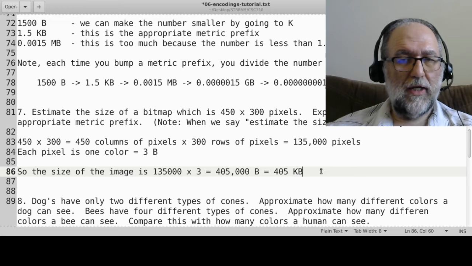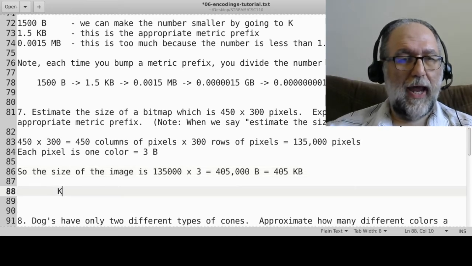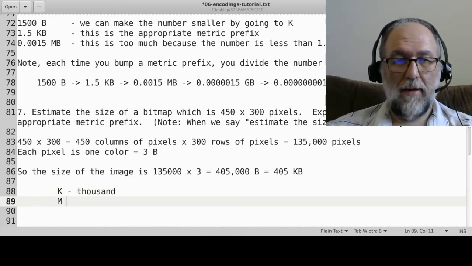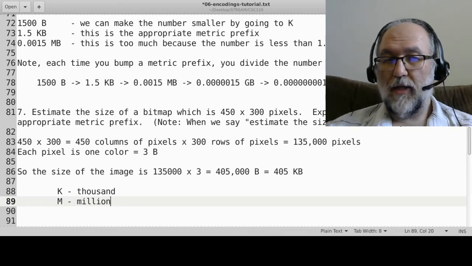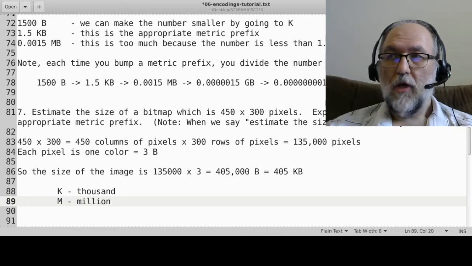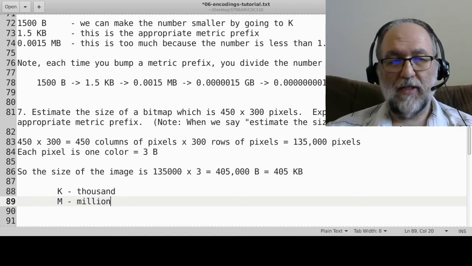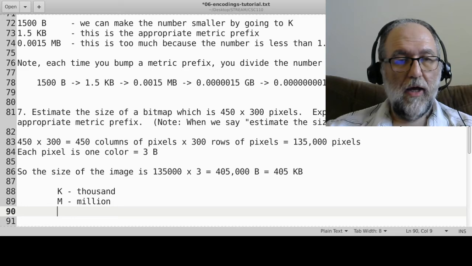Maybe I should just write it here as a reminder. K is 1,000. So if you have a kilobyte, that's like saying 1,000 bytes. M is a million. So if you have a megabyte, that's like saying a million bytes. So if I say this file is 5 megabytes in size, that's exactly the same as saying it's 5 million bytes in size. And the next one is giga, which is billion.